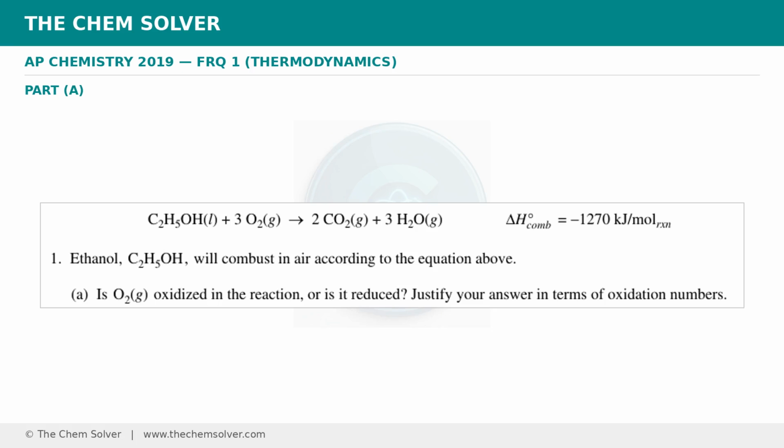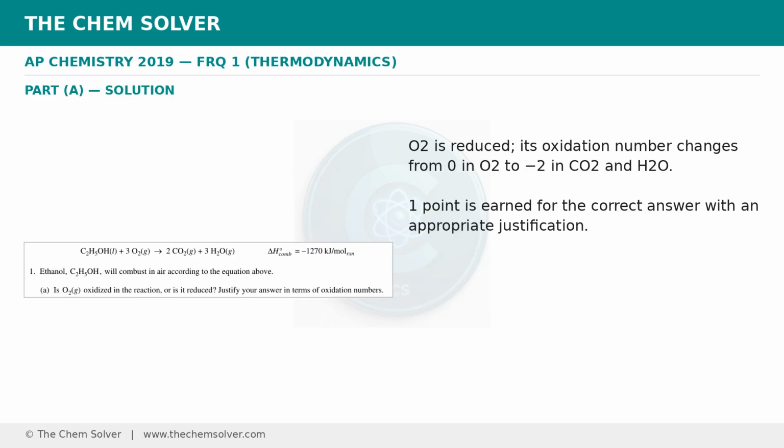A. Is O2 oxidized in the reaction, or is it reduced? Justify your answer in terms of oxidation numbers. O2 is reduced. Its oxidation number changes from 0 in O2 to -2 in CO2 and H2O. 1 point is earned for the correct answer with an appropriate justification.